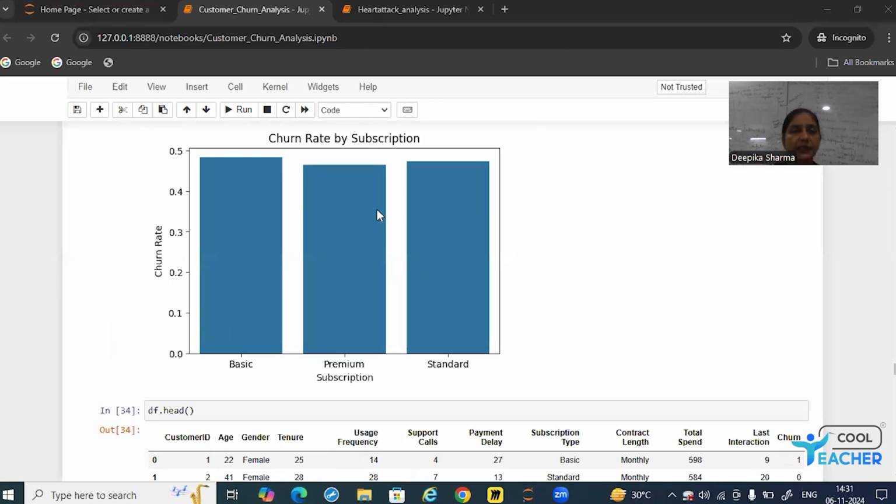Here also one can see in the visualization that the churn rate is higher in the basic subscription type. Okay, in premium it is less, or in standard it is less. In premium it is much less here.